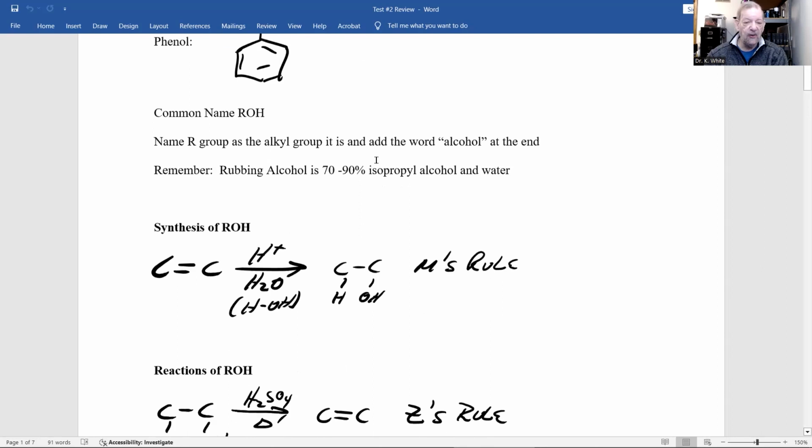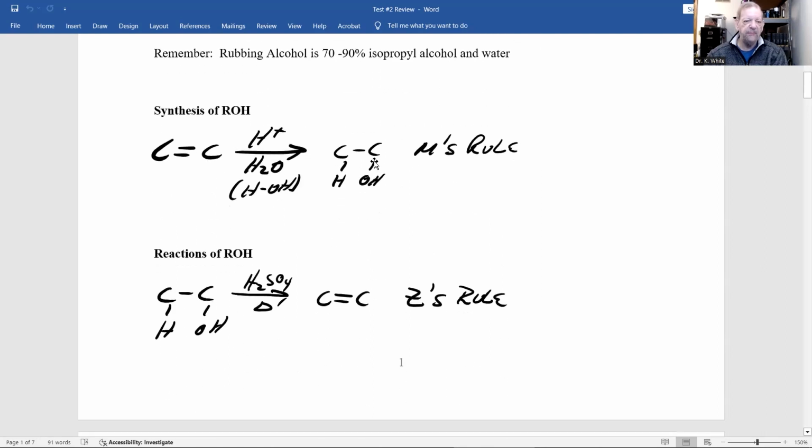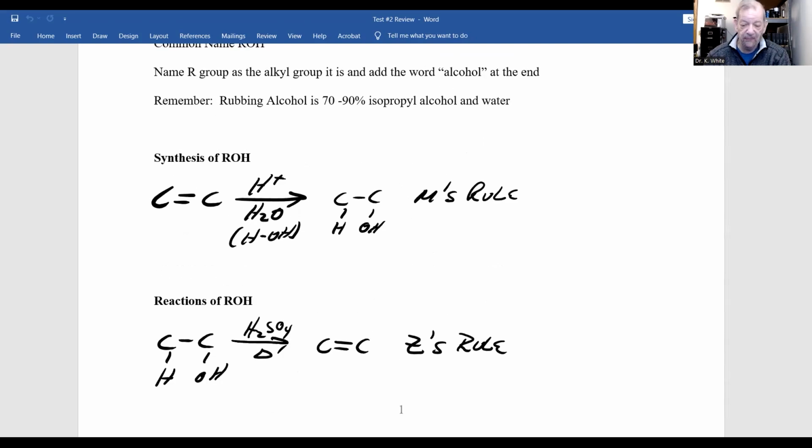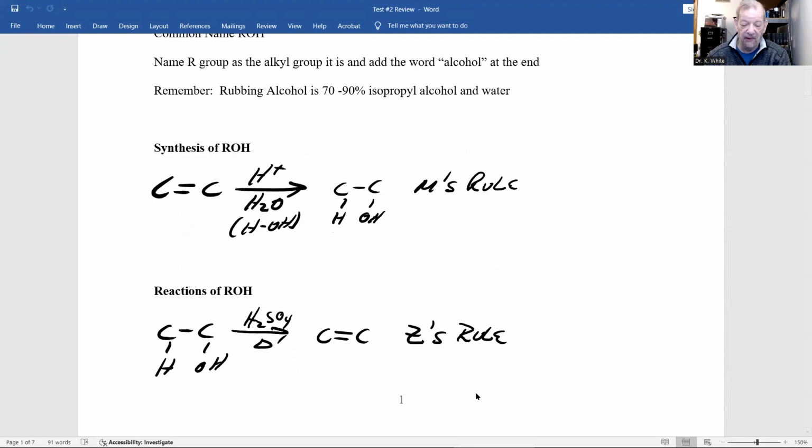Now, how do you make an alcohol? Otherwise known as synthesis of an alcohol. Remember, ROH is alcohol. But before I do that, let me just remind you, where can you find alcohols? Well, rubbing alcohol is one place. Not that I'm implying you should ever imbibe it, but hard spirits, beer and wine, also have alcohol.